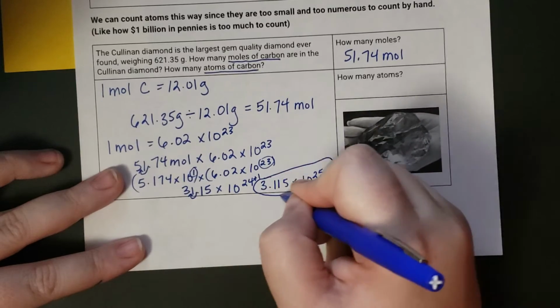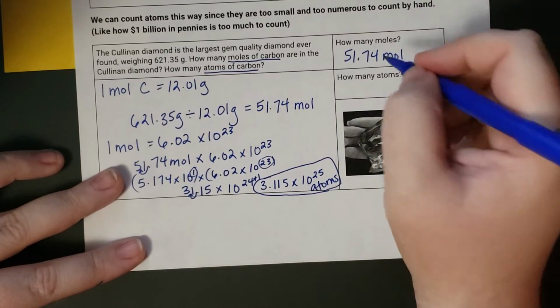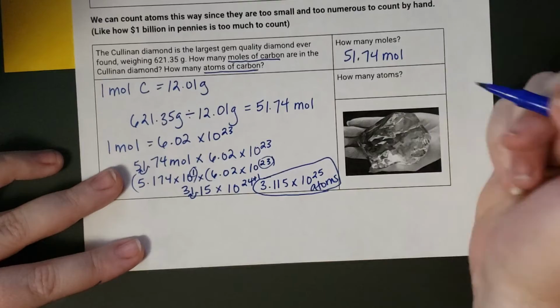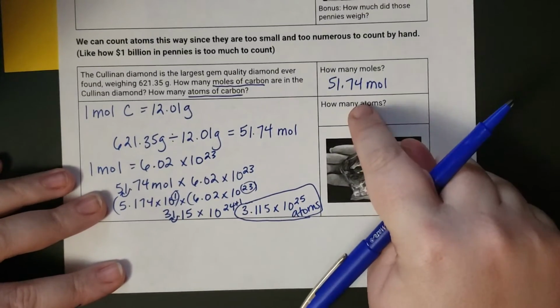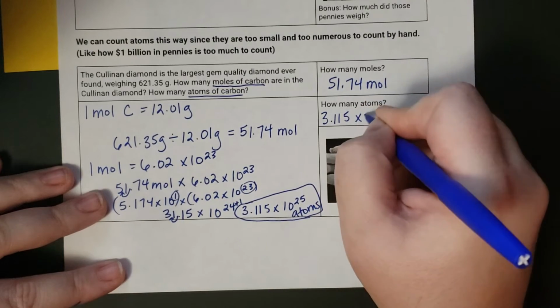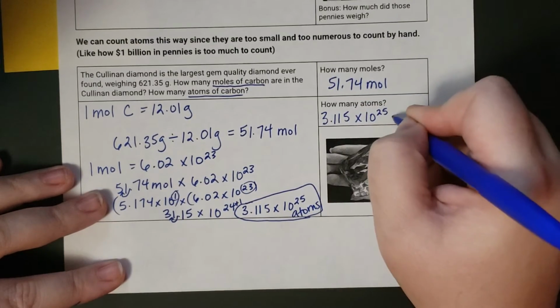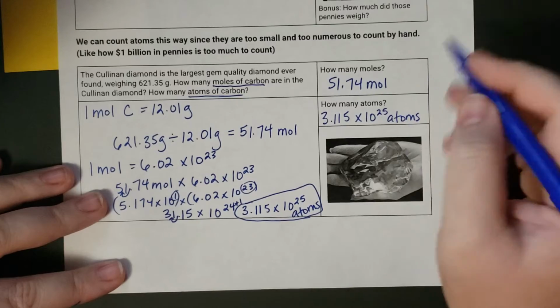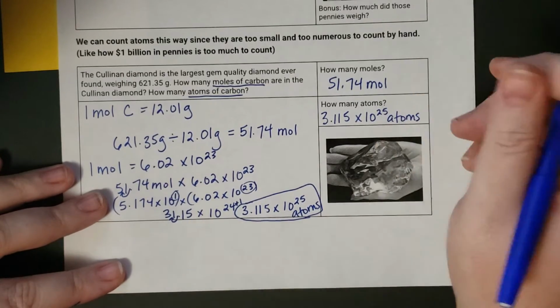Okay, so in 51.74 moles of carbon, there are 3.115 times 10 to the 25th atoms. So that's how many atoms there are.